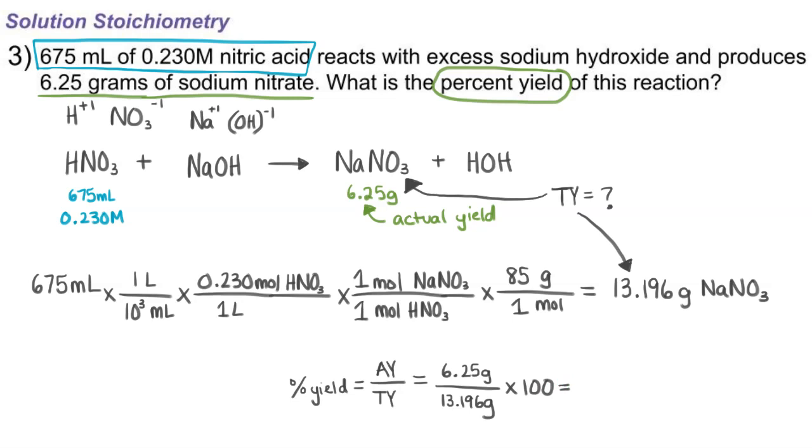And when I do that, I got 47.4%, which we should round to appropriate sig figs. And in this case, our final answer should indeed have 3 sig figs, so we don't actually need to round it out. 47.4% is our final answer, although you will often see percent yields rounded to just a whole percentage as well.